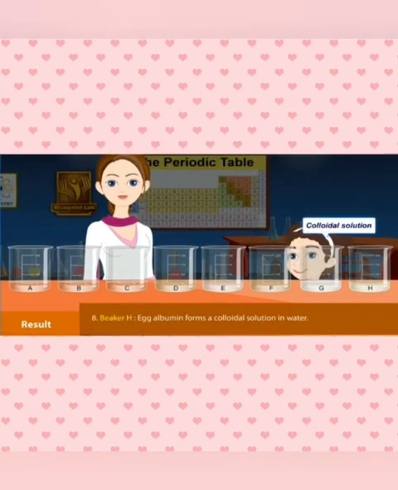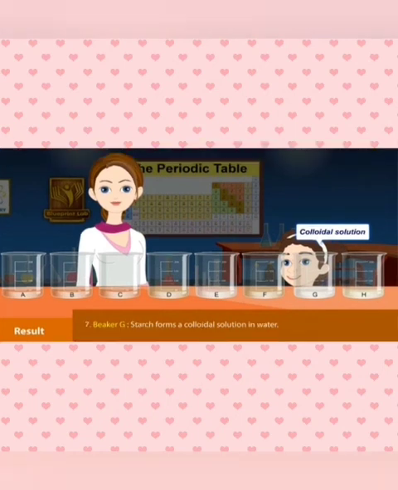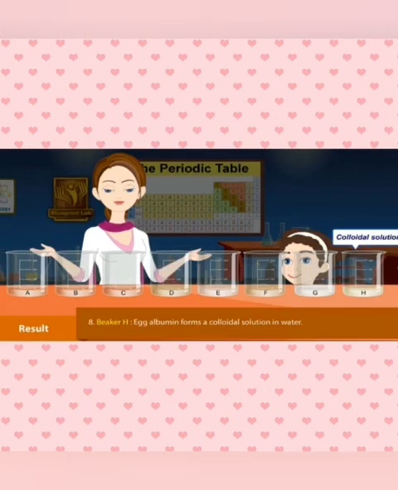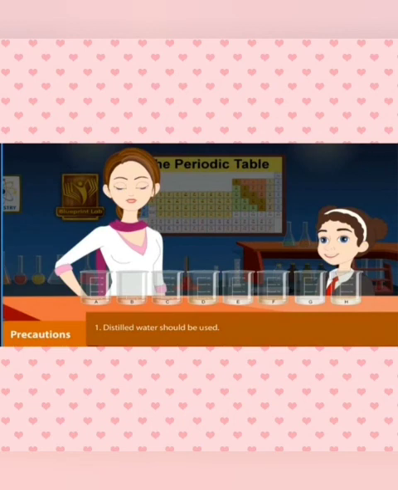Beaker G and H: H contains egg albumin, which forms a colloidal solution, and G contains starch, which forms a colloidal solution in water. So G and H, egg albumin and starch, are considered colloidal solutions, children. Precautions: distilled water should be used.